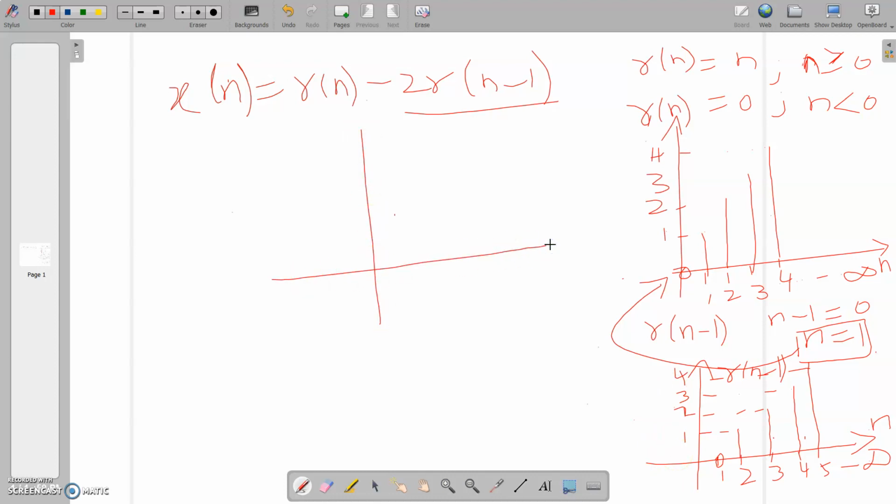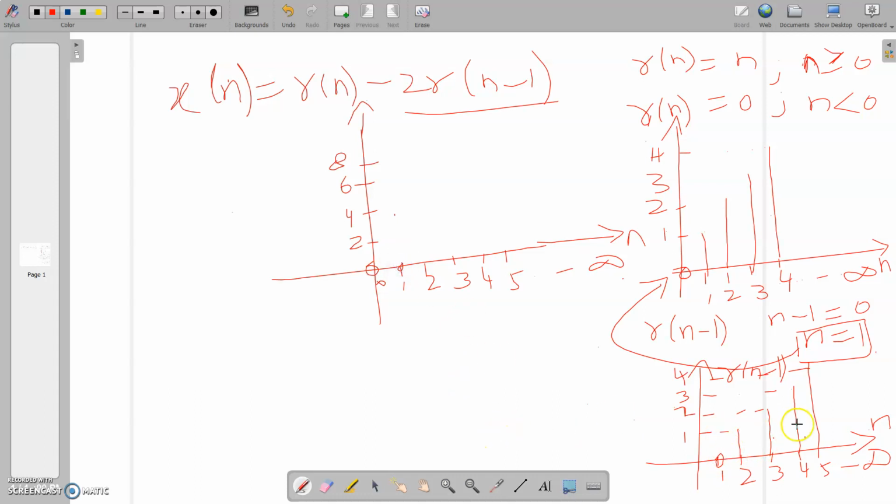Your time remains the same, that is 0, 1, 2, 3, 4, 5, going on up to infinity. Your time remains the same, but your amplitude you have to multiply by 2. So 2, 4, 6, 8, going on up to infinity. Okay. So at 0, there is no signal at all, so it will be 0 only. At 1 also the amplitude is 0, and 0 into 2 will be 0 only.